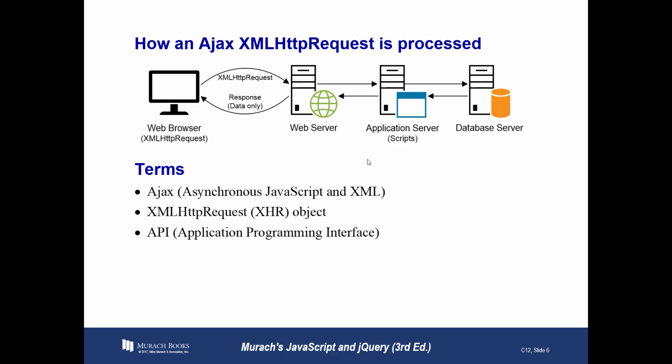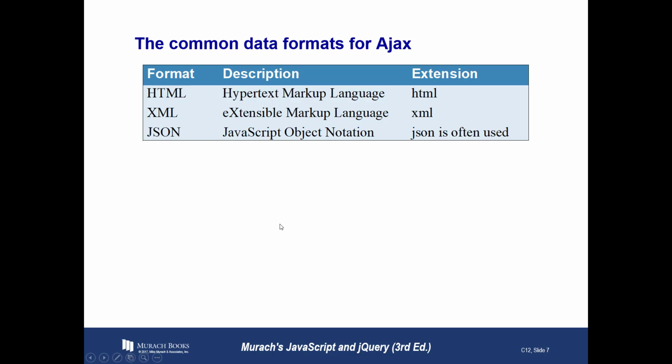Now, much of Ajax is based off of something that James and others found, and that was the ability to use something that was actually created by Microsoft called an XML HTTP request, or an XHR object, that they were able to use to do just a partial page refresh. An API, which we'll talk about later, is an application program interface.